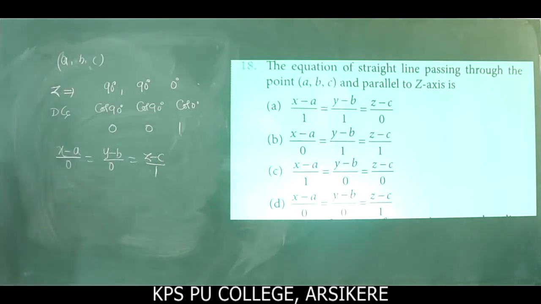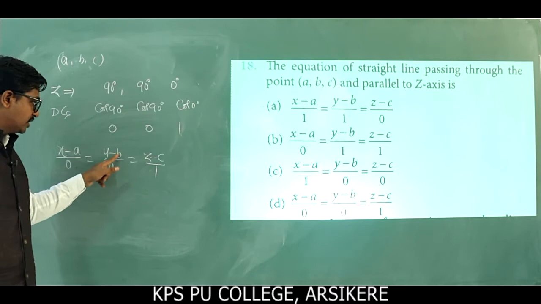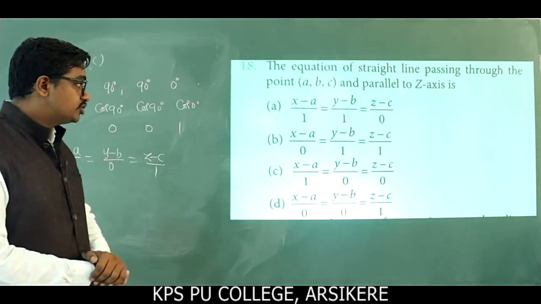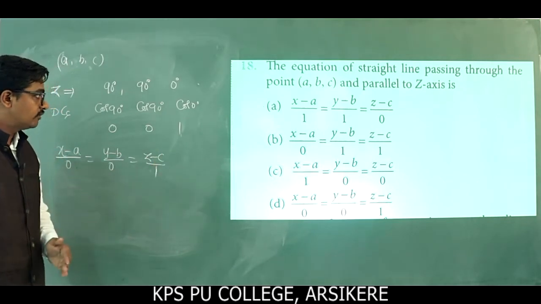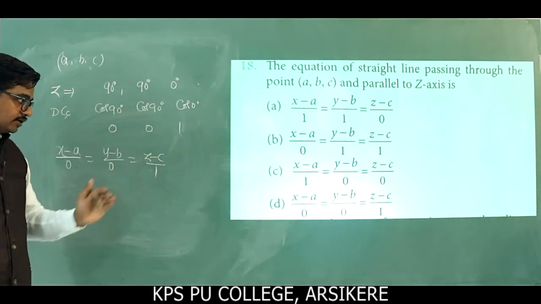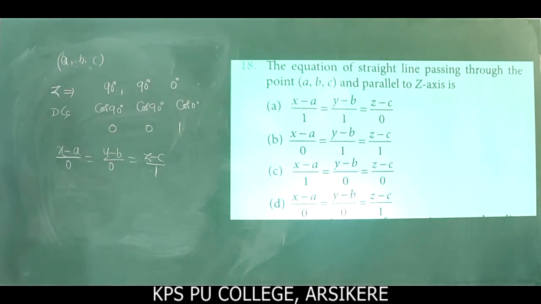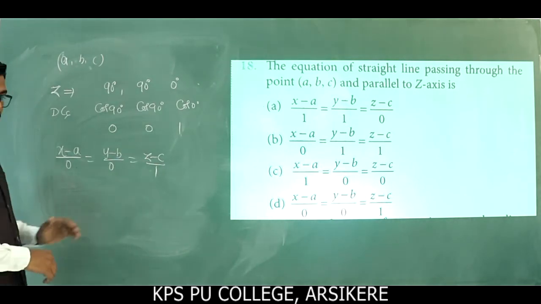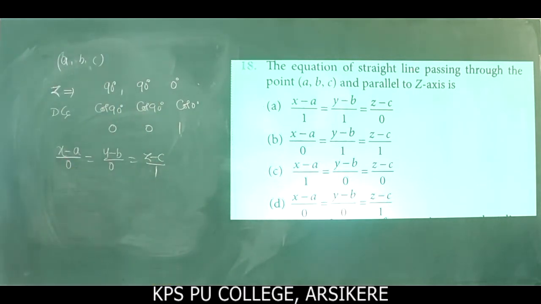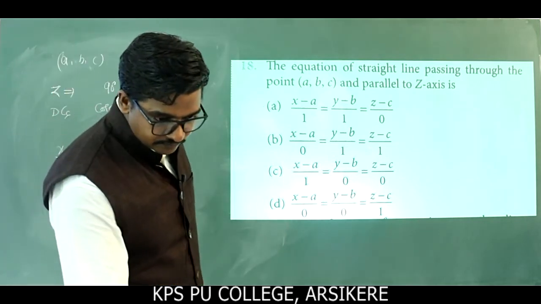So this is the required equation. (x minus a) divided by 0 is equal to (y minus b) divided by 0 is equal to (z minus c) divided by 1. Option, what do we have there? Option D is the right answer: (x minus a) by 0, (y minus b) by 0 is equal to (z minus c) by 1. This is our required answer. Take a pause and note. Next question.